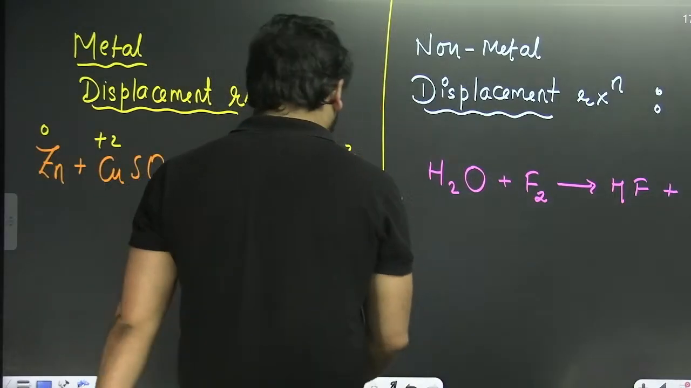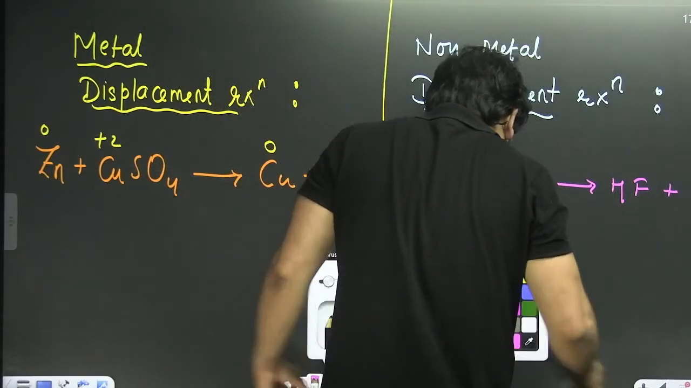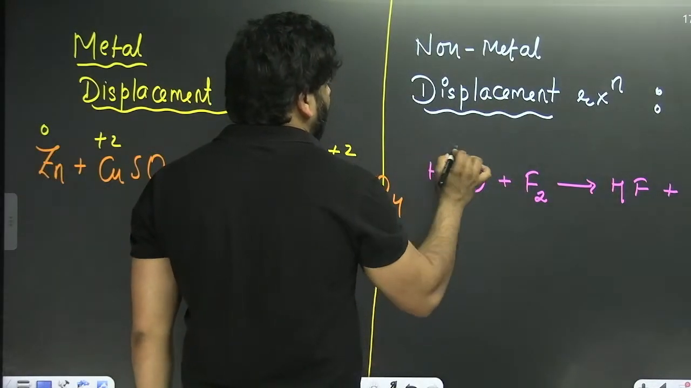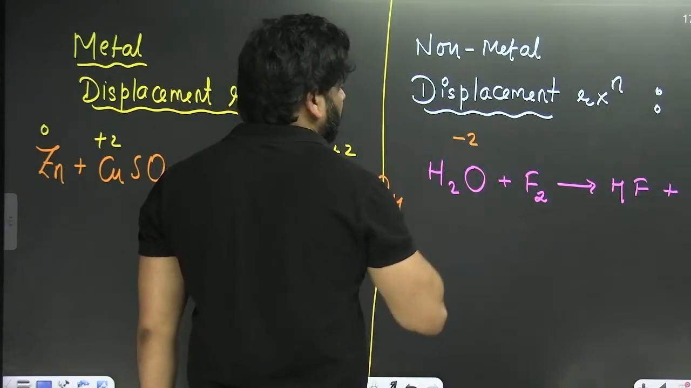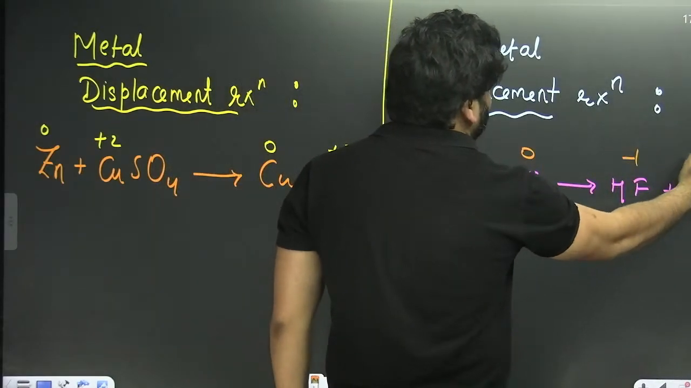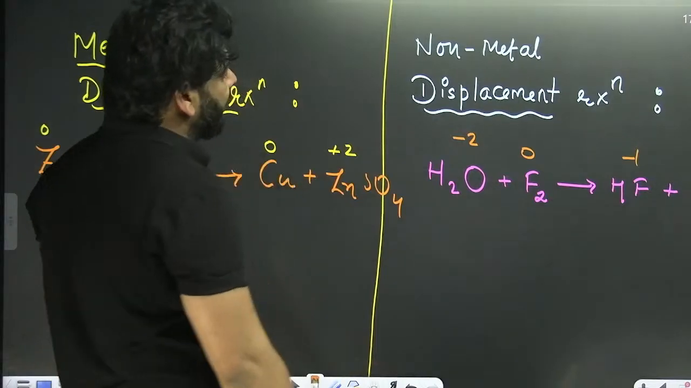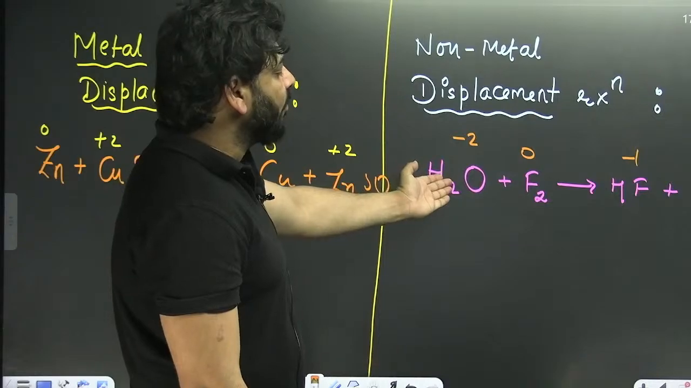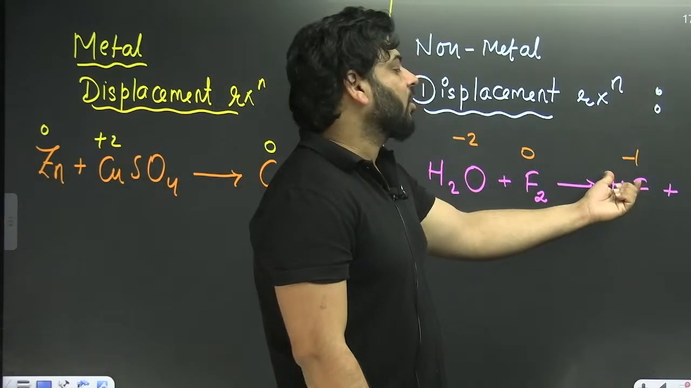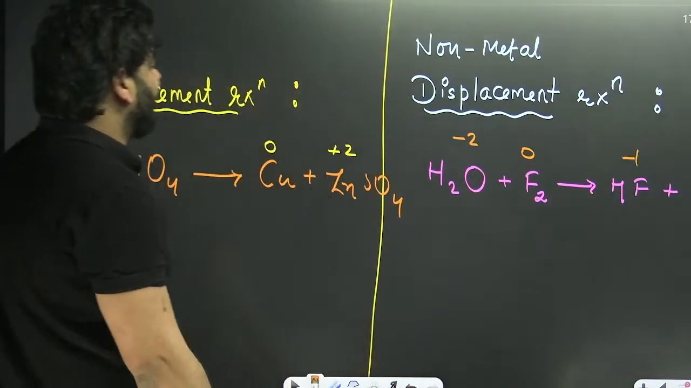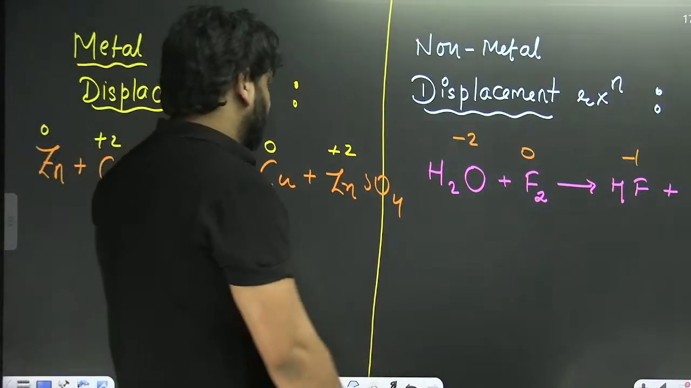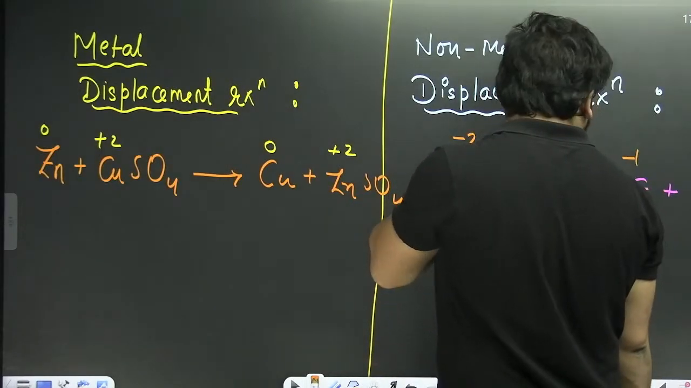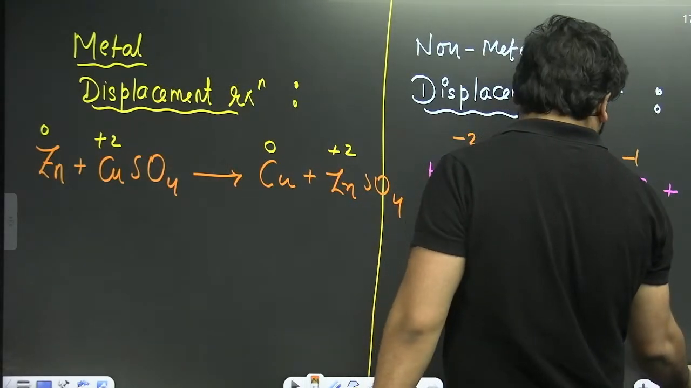So in this reaction, what we understand is the oxidation number of H2O: oxygen is -2, fluorine is 0, -1, and then 0. So there we can find out that fluorine, being more electronegative and more reactive, displaces oxygen as a non-metal out of H2O, forms HF as a product, and oxygen is eliminated. Oxygen is undergoing oxidation here. So this is called a displacement reaction.